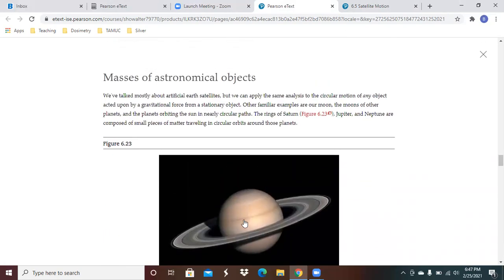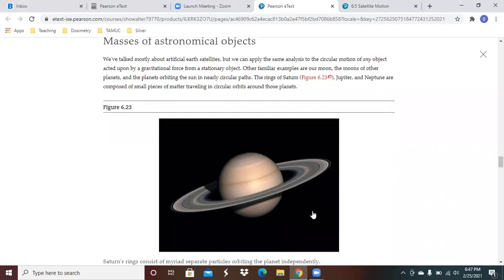So up to this point, we've talked about artificial Earth satellites, but we can also apply the same analysis to the circular motion of any object. This includes planets.